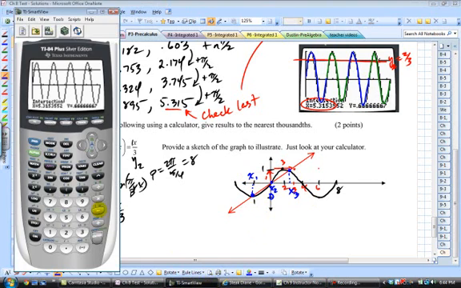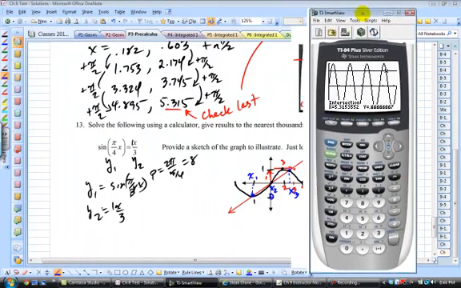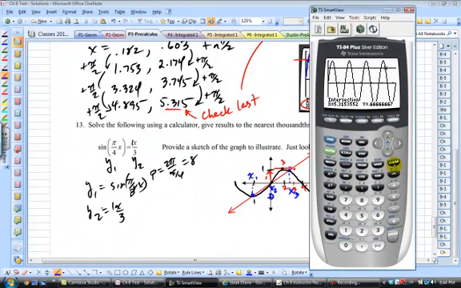So now let's get it on the calculator here. Let's go to y equals, enter it in, clear them out first.